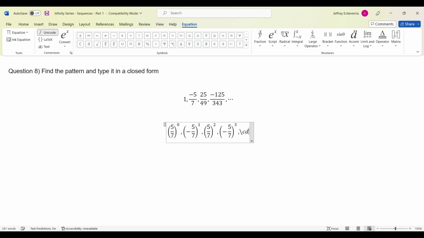So we can now finally say, C dots. Our closed pattern will be (5/7) to the nth power, and we will stick a negative 1 to the nth on the outside, and that is our pattern starting at n greater than or equal to 0. Thank you.